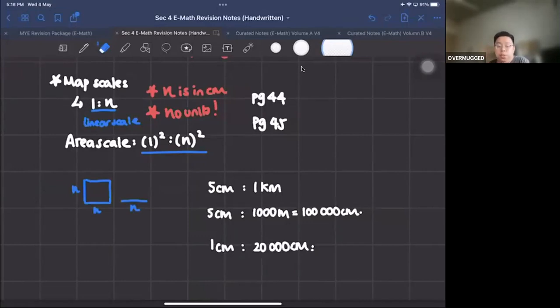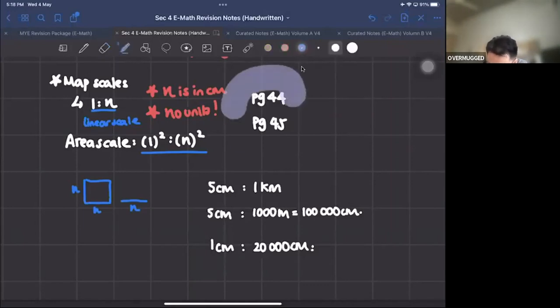How do you convert from linear scale to area scale? It's actually just squaring both sides of your equation. So 1 cm, when you square it, becomes 1 cm squared. Same thing for the other side. If it's in km, then km squared. Now, a very fortunate thing about map scales is that all of the question types are very fixed, and there's only 5 in the whole syllabus, to be very honest. If you know all these 5, you can definitely solve them.